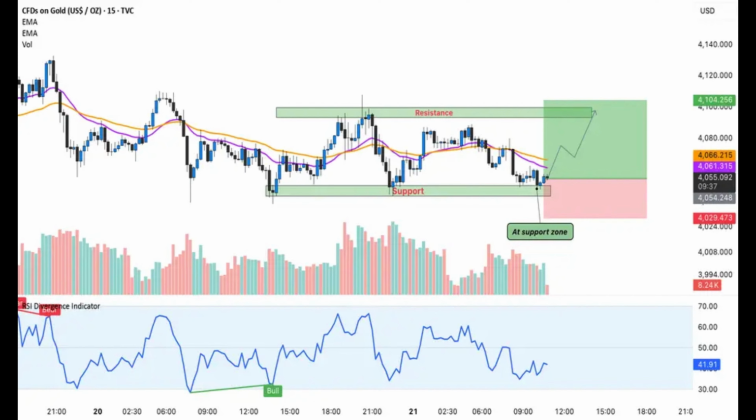And finally, use the 50 EMA as your trend filter. If the price is above the 50 EMA, look for buy setups only. And if it's below, look for sell setups only. This simple filter alone can significantly improve your win rate.